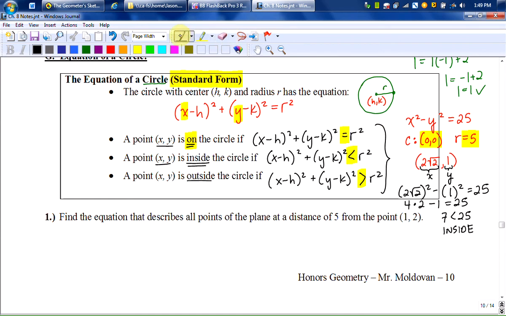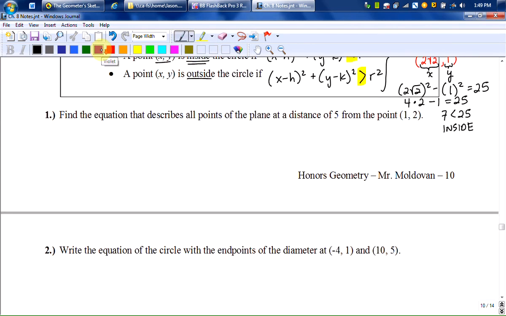Okay, let's look at some other specific examples to further understand circles. Number 1, find the equation of the circle that describes all points of the plane at a distance of 5 from the point 1, 2. This is just a fancy way of saying write the equation of the circle. So x minus h squared plus y minus k squared equals r squared. So the distance that we want is 5, and from the wording what I can tell is that this is the radius of the circle.